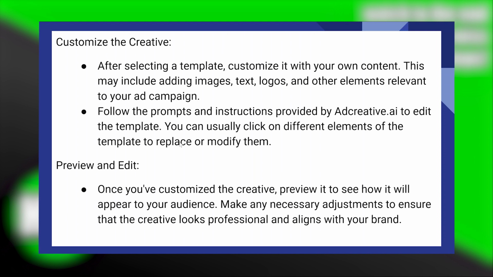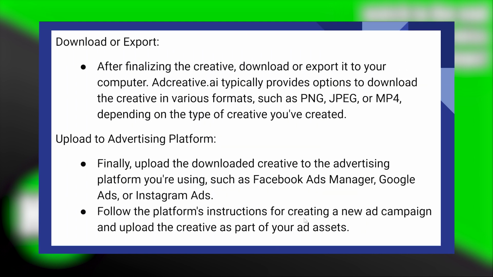Once you've customized the creative, preview it to see how it will appear to your audience. Make any necessary adjustments to ensure that the creative looks professional and aligns with your brand. After finalizing the creative, download or export it to your computer. AdCreative AI typically provides options to download the creative in various formats, such as PNG, JPEG, or MP4, depending on the type of creative you've selected.